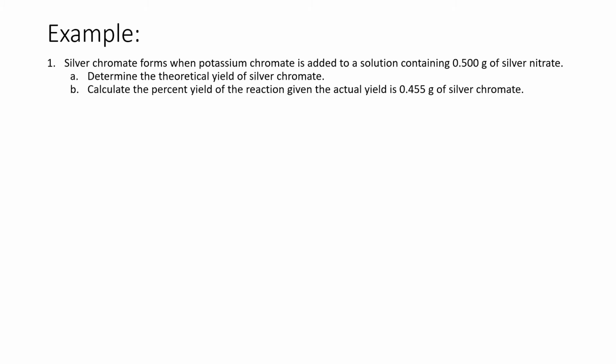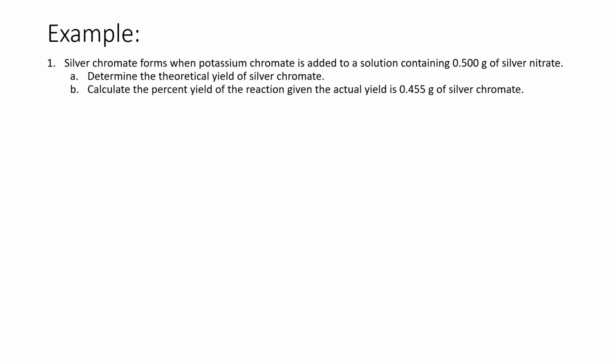All right, so let's take a look at an example of first finding a theoretical yield and then, of course, finding the percent yield. So the problem says silver chromate forms when potassium chromate is added to a solution containing 0.500 grams of silver nitrate. So we have to determine the theoretical yield of silver chromate, and again, the theoretical yield is just a mass-to-mass stoichiometry problem. And then B, calculate the percent yield of the reaction given the actual yield is 0.455 grams of silver chromate. So again, it gives us the actual yield, like that's what we would have solved in the experiment, okay?